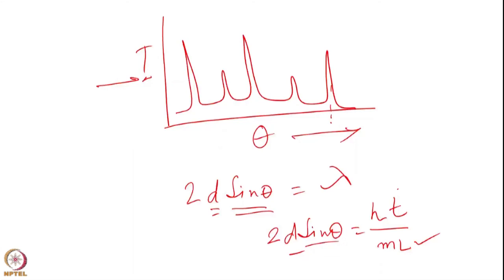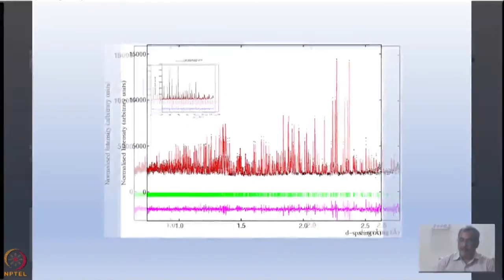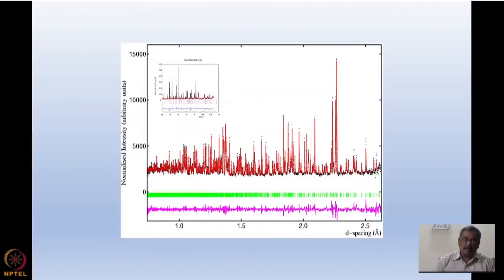So here, when we plot as a function of d-spacing or as a function of time of flight, in case of spallation neutron sources, the diffraction pattern looks like the mirror image of what we see in a diffraction pattern from a reactor source.